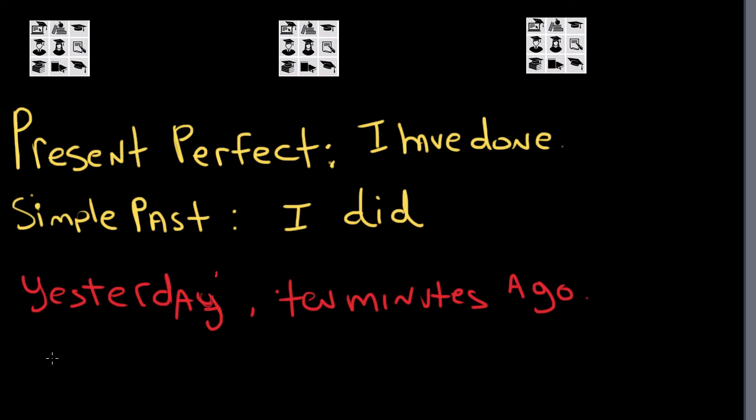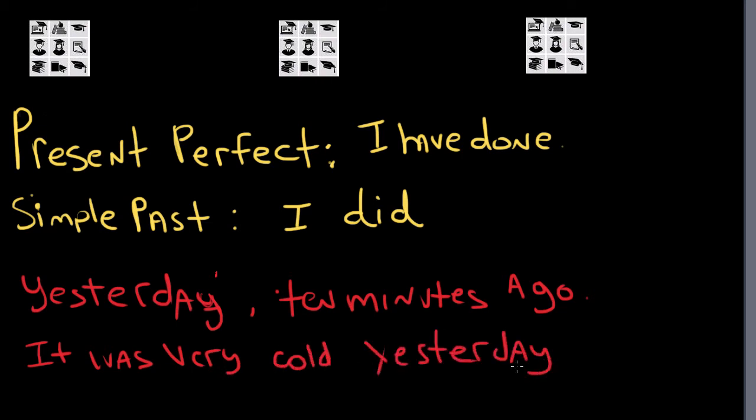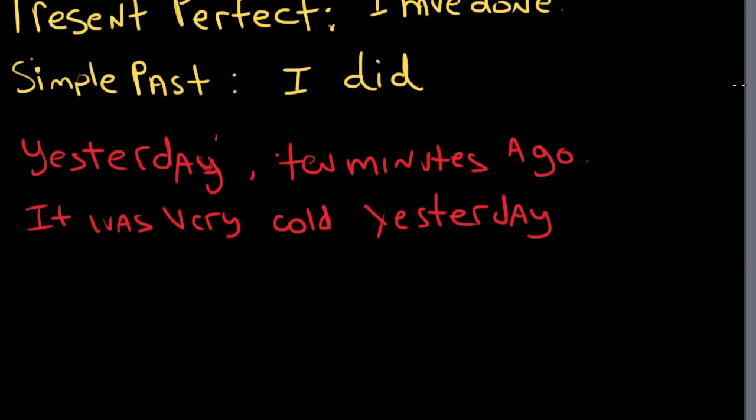Let's look at an example. It was very cold yesterday. So we're using the simple past because it was a completed action that happened in the past.